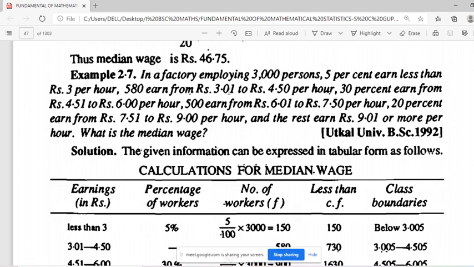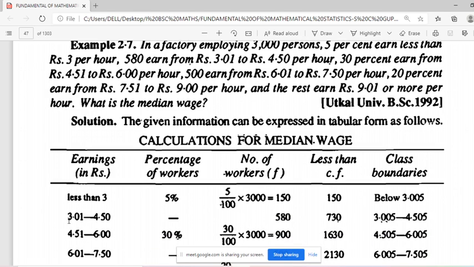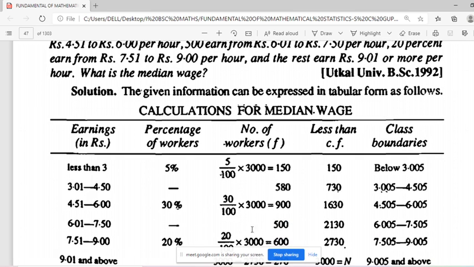580 earn from 3.01 to 4.5. That frequency is given directly, 580. In the next step, 30% earn from 4.51 to 6. So between 4.51 and 6 it is 30%, and we have to calculate the number. 30 by 100 into 3000 is 900.